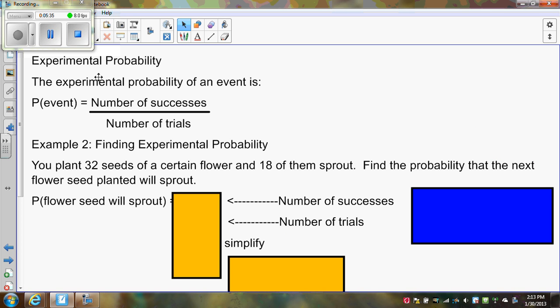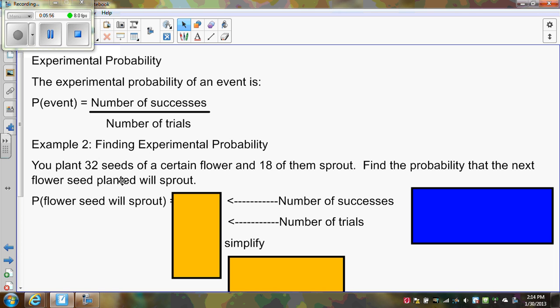Next is, what if it's an actual experiment? So the experimental probability of an event is equal to the number of successes over the number of trials. So the number of times you successfully land a coin on heads compared to the number of times you flip it. So let's try an example using a different situation.